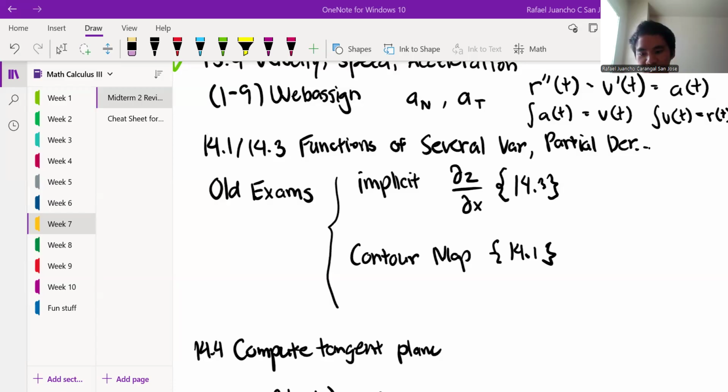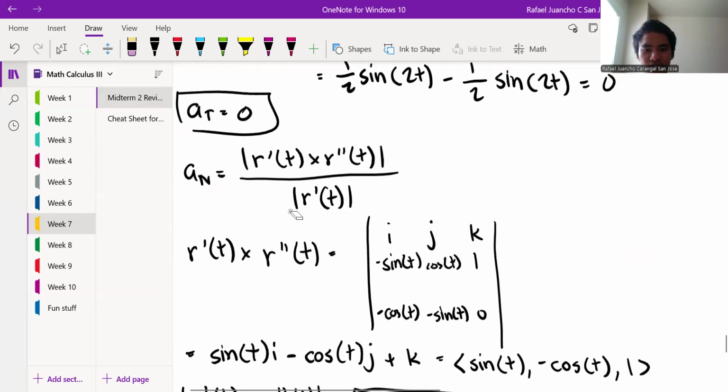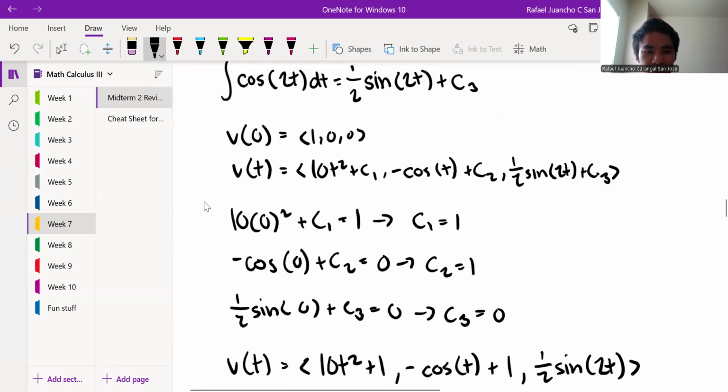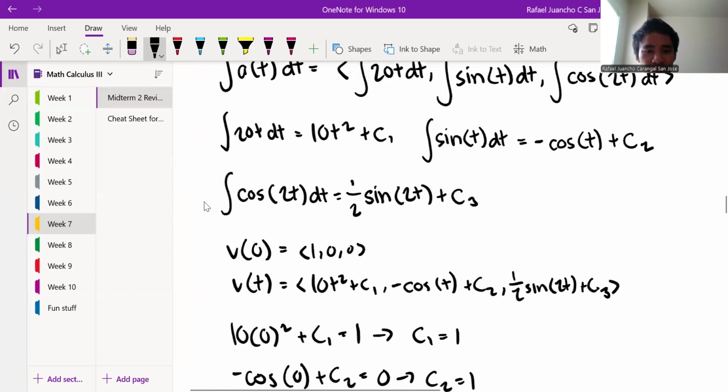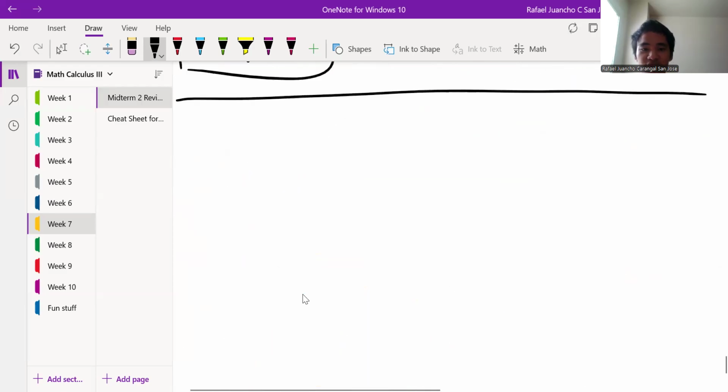Okay, so here we have an example of a contour map that we can do in this case. Okay, let's move on. How do I format my writing here? I think I forgot. 13.4. So here I do 14.1 and something about 14.3.